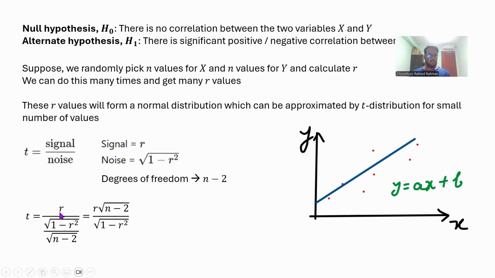Now, t is equal to r, which is the signal, divided by noise. The noise is going to be root of 1 minus r squared divided by root of n minus 2, because obviously, as we have more and more samples, this noise is going to be reduced. That is why we are dividing by root n minus 2. If we put it above, this will be the formula of the t-score. If you just put in r and n, you are going to get the t-score.